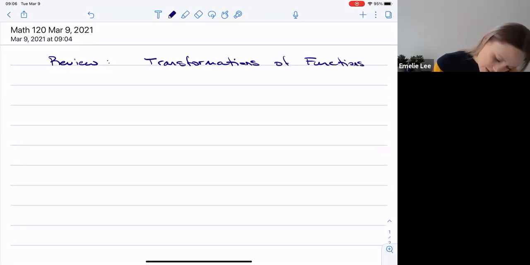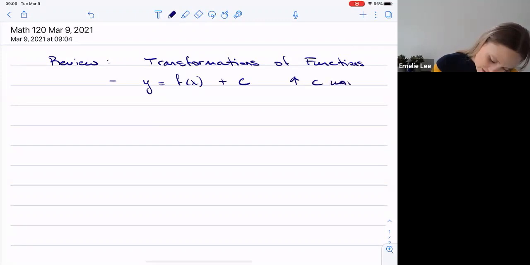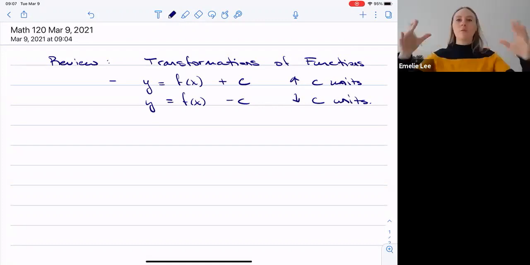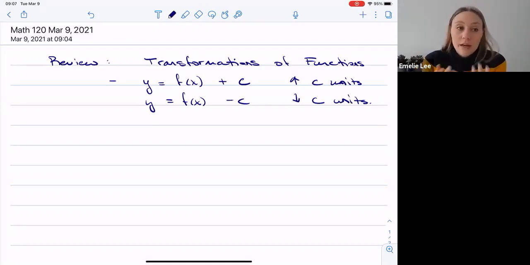We started talking about, okay, if I have y equals f of x, and then I do plus c, then I move up c units. If I have y equals f of x minus c, then I move down c units. I move that whole graph up or down by c units. That behaves the way that we kind of expect it to.